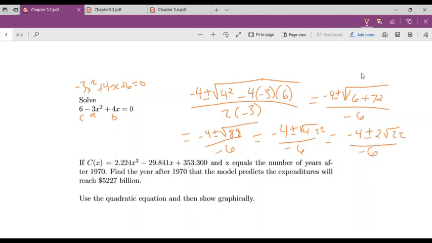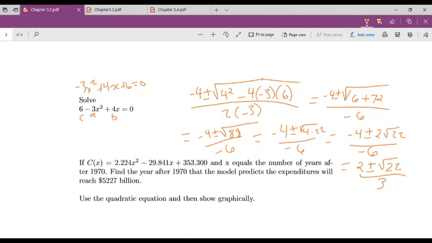And what you can do here, I know I'm running out of space, is cancel this negative out, and you could actually cancel a 2 out as well. So if I pull a 2 out of everything, I get a positive 2 here, plus or minus. This 2 cancels out, so I've got the square root of 22. And this negative, I'm canceling with this negative and this and this. So the plus or minus doesn't change when you cancel a negative out, but it changes everywhere else. So your simplified version here is 2 plus or minus the square root of 22, over 3.